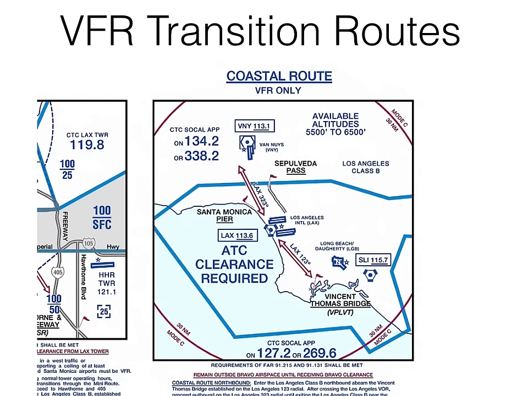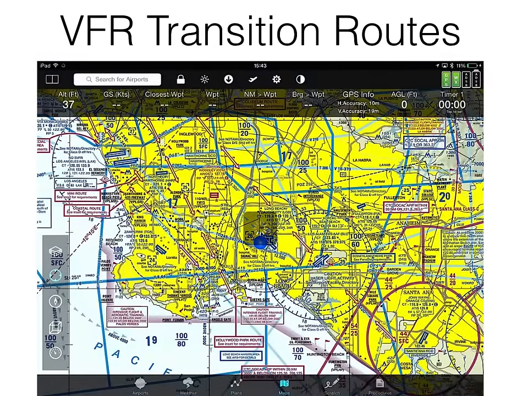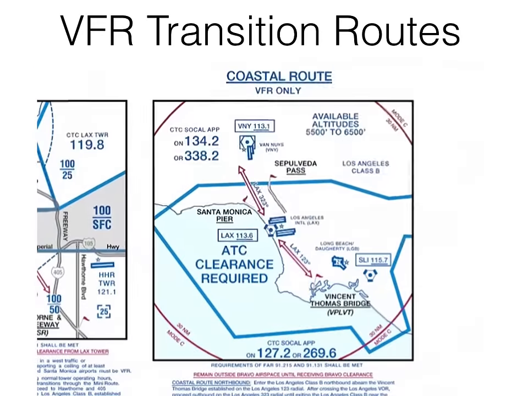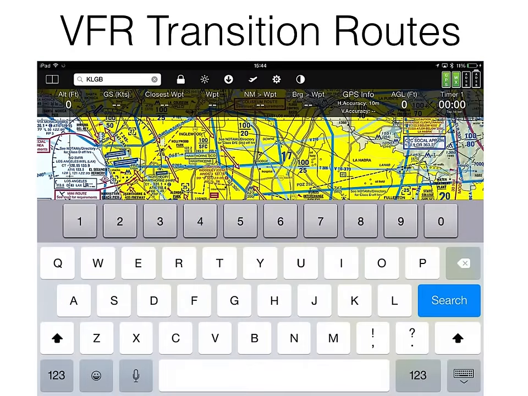So the easy way to do this now is just use your double click feature. Double click on the home button and open up FlyQ. Let's do a quick route. Up at the top, KLGB space, I need the Vincent Thomas Bridge waypoint. If you forgot it, just double click, go back to iBooks, and you'll notice it's Victor Papa Lima, Victor Tango. Double click and go back. This is much quicker than any other program because you're not leaving the page you're working on versus changing to a Documents tab or something like that.